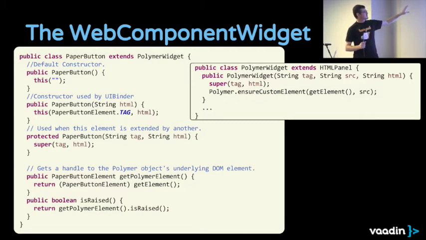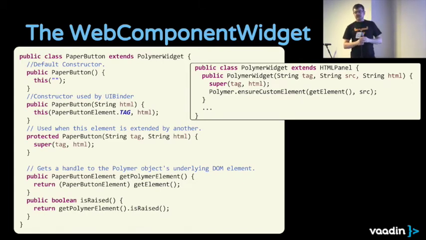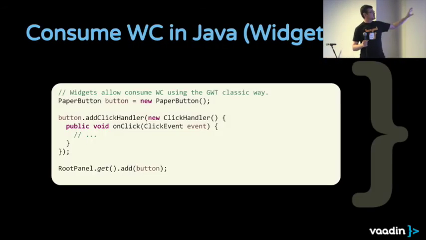So we are going to create widgets for all web components in our library. Basically we are extending Polymer widget instead of widget, because we are extending the HTML panel so we can pass the content of the web component of the light DOM to it. Okay? And this is the way for consuming a web component.